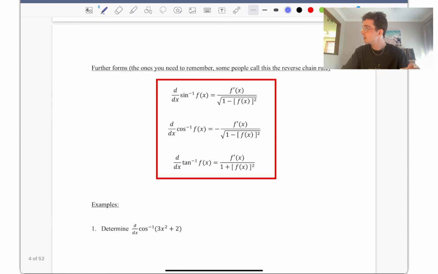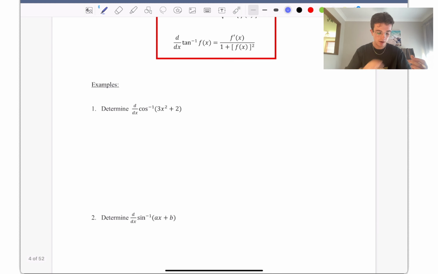So, our formulas are, if we've got sine inverse of f of x, on the top we're going to have f dash of x, and on the bottom we've got the square root of 1 minus f of x squared. So what that tells us is if we have an inverse trig function, we're going to differentiate what's inside the brackets and put it over the square root of 1 minus that thing squared.